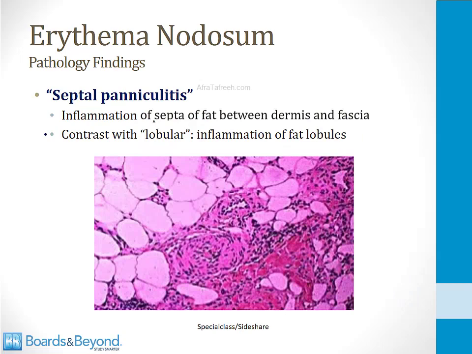The classic pathology finding on biopsy is septal panniculitis, so let's talk about what this means. Panniculitis, as I told you, means inflammation of the fat, and in this case, it's inflammation of the septa of fat between the dermis and the fascia. So if you look at this picture on the screen here, these white lobules are fat. What's inflamed are the septa in between the lobules, not the lobules themselves. That's called septal panniculitis. And this is in contrast with lobular panniculitis, where the fat lobules are inflamed. That occurs in other disorders.